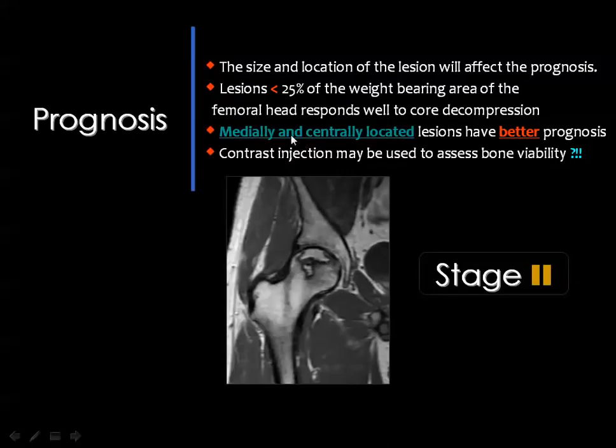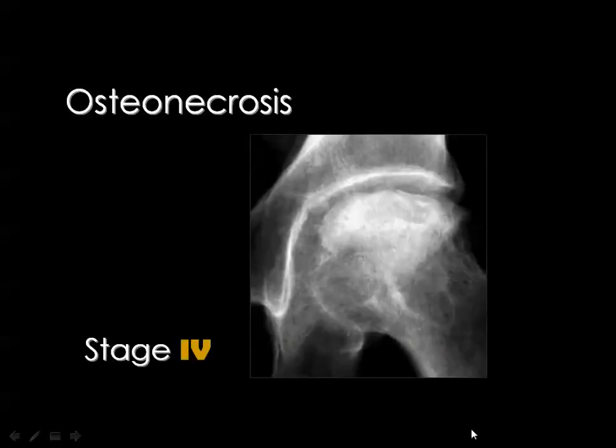Then medially and centrally located lesions will have a better prognosis, and sometimes we may inject contrast media. In many cases of avascular necrosis everywhere in the joints, we may inject contrast media to assess the viability of the bone. Sometimes, if the bone enhances, it means that there is still some viability in the suspected area.